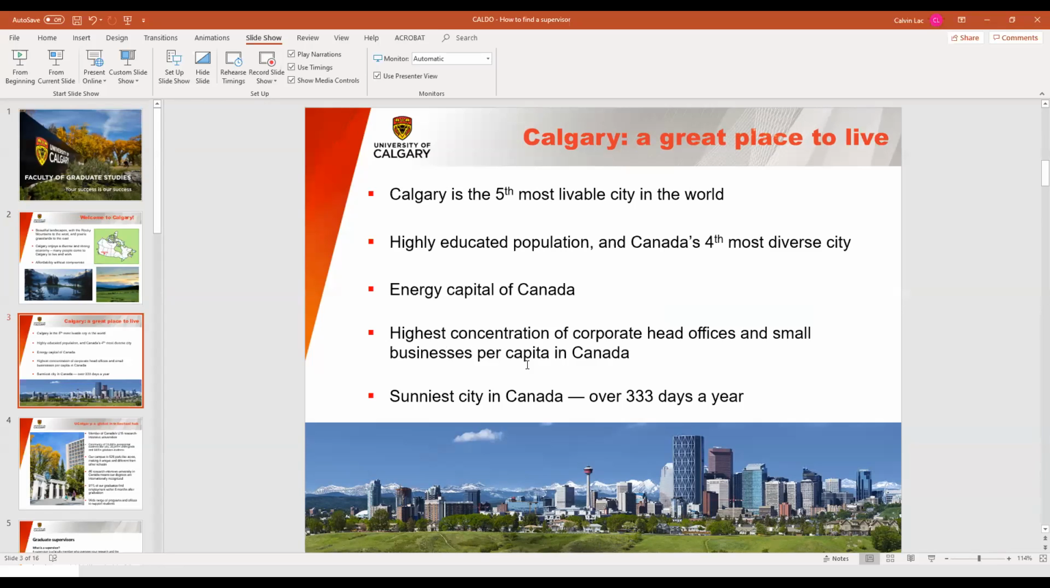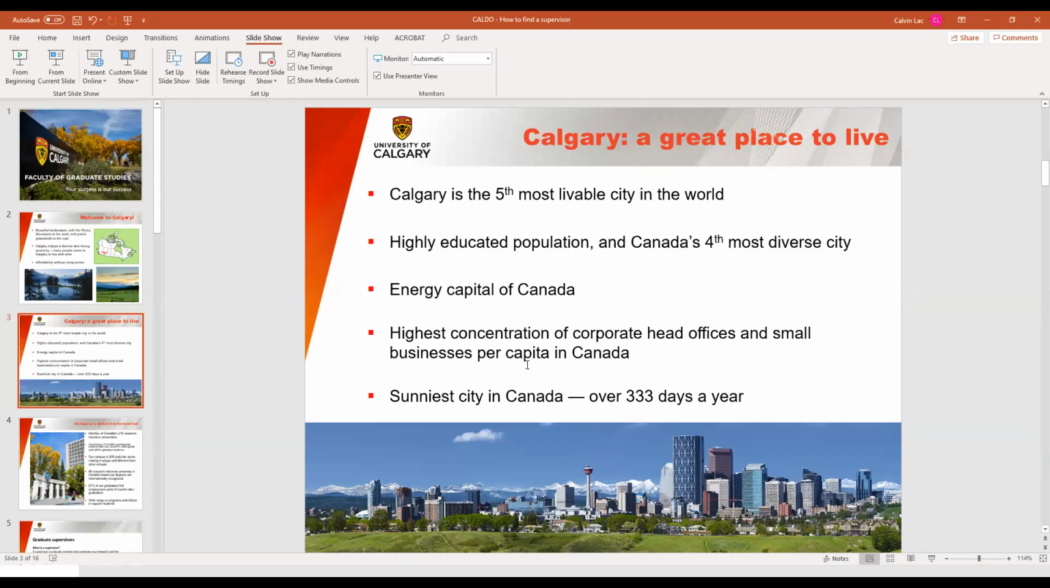This is where they produce oil. We have the oil sands. We do a lot of sustainable energy research as well. We have the highest concentration of corporate head offices and small business per capita in Canada. And we're also the sunniest city in Canada, over 333 days a year of sunshine.